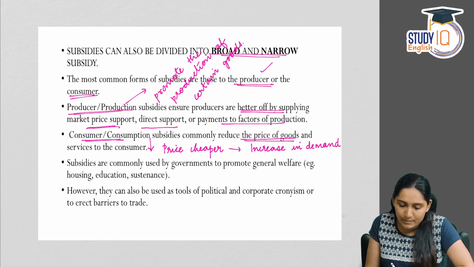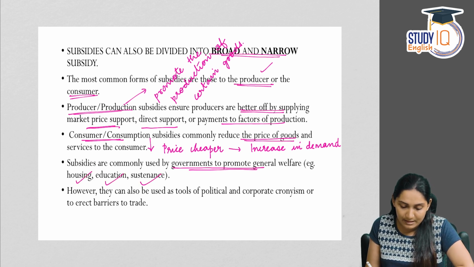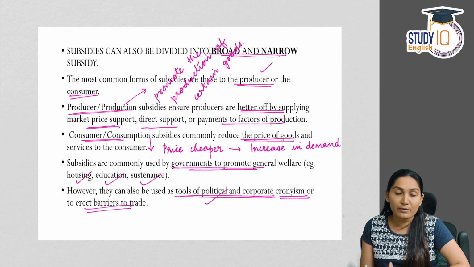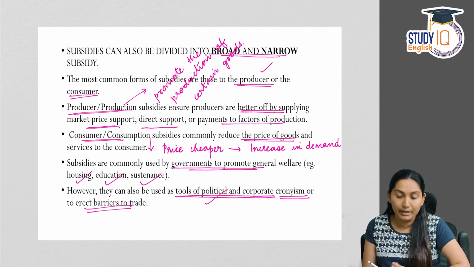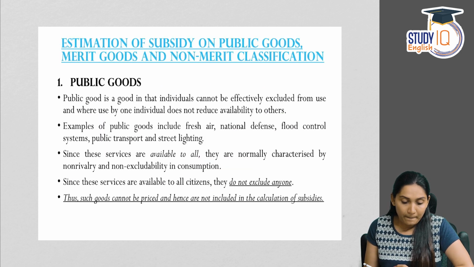Subsidies are commonly used by governments to promote general welfare, like housing, education, subsistence, etc. However, they can also be used as tools of political and corporate cronyism or to erect barriers to trade. So they can also be used as political tools or corporate tools, but generally they are used to promote welfare. Subsidies are a tool of promoting welfare by the government.